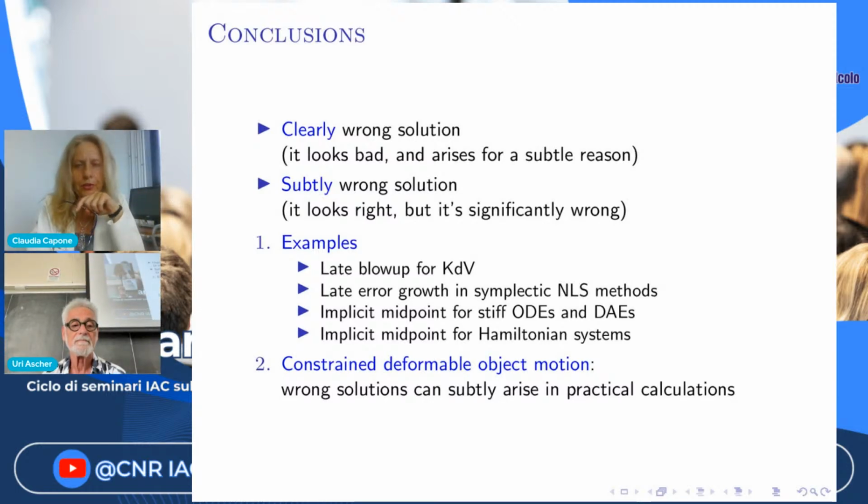Okay, Professor Ascher, I have a question for you. What about the pitfalls of using diagonally implicit Runge-Kutta methods, and in particular the trapezoidal BDF2 you mentioned in your presentation?